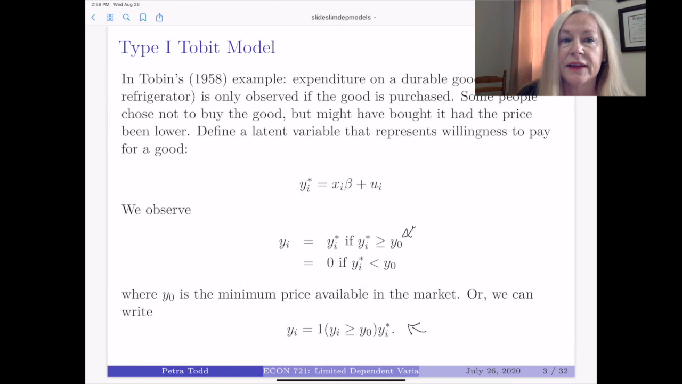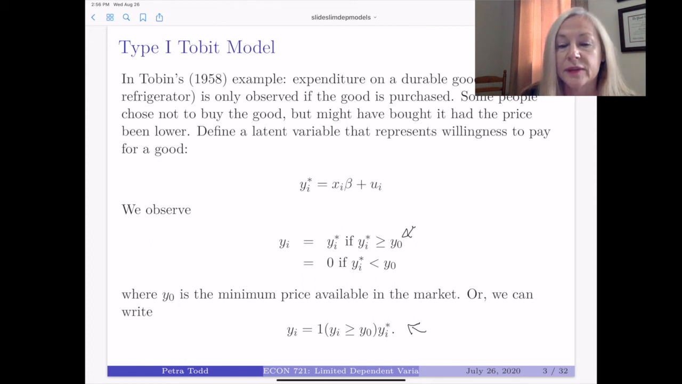Okay, so let's look at models from James Tobin. I think he actually won the Nobel Prize. And these models are called Tobit models, so it's actually named after James Tobin. So in this example, people are purchasing a durable good, but you only see the price that they're willing to pay if they actually buy the good.